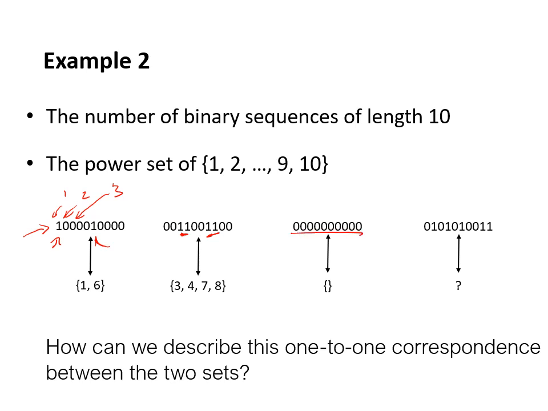What would this one be? It has a 1 at the 2nd position, a 1 at the 4th position, a 1 at the 6th position, and it has 1s at the 9th and 10th positions. So this sequence will represent the set {2, 4, 6, 9, 10}.